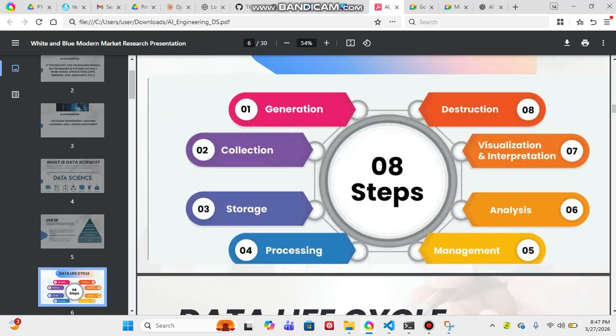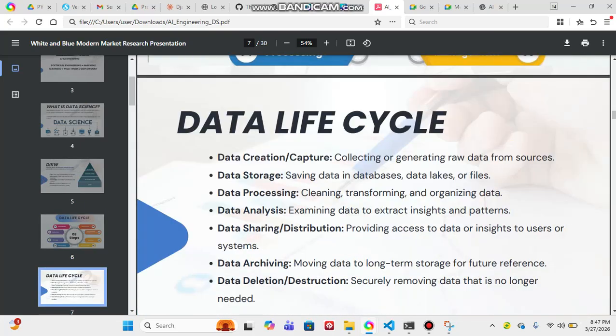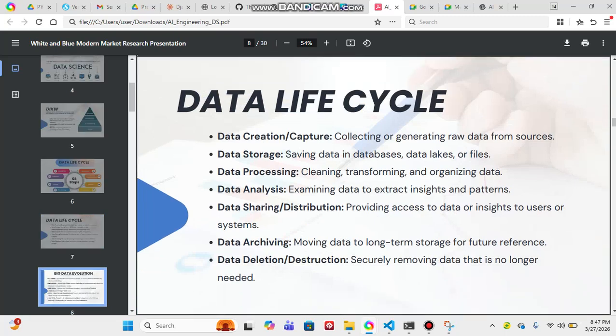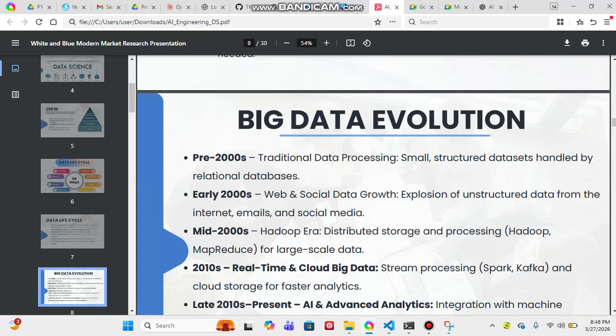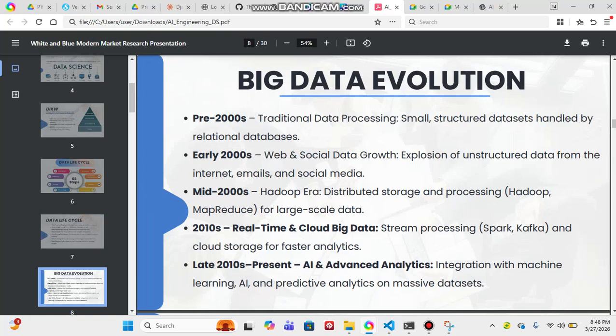Now let's go to the next concept. I'm going to share this slide with us so that we can always go back and read up on it. So this is the data life cycle. Now let's go to big data evolution. Of course, when you go to ChatGPT, whatever question you ask, ChatGPT would answer it. Of course, sometimes it will not answer, but for most of the questions you ask, ChatGPT would answer you. This is just telling us that big data evolution has been going on for years: before 2000, early 2000, mid 2000, 2010, and late 2010.